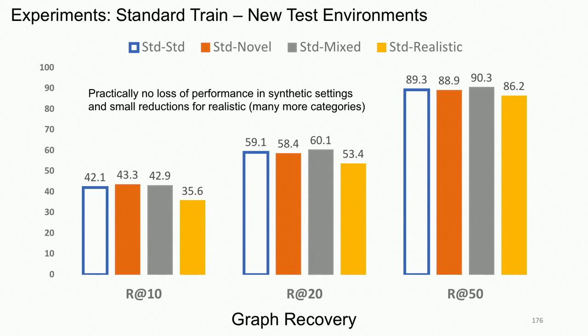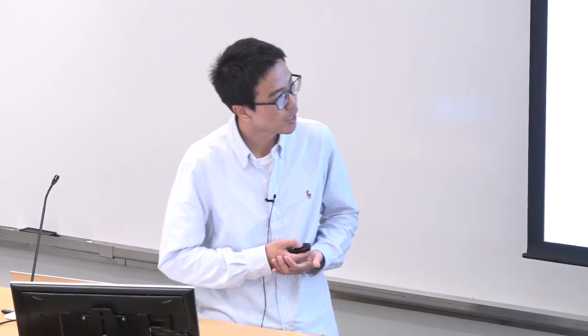Basically, over these three synthetic datasets, even if it's novel or mixed, there is almost no degradation regarding the performance of the graph recovery. But on the realistic dataset there is some degradation, and we suspect it's not because of the model itself. It's because on the realistic dataset we have more object categories and more attribute categories, and generally the performance will degrade a little bit.